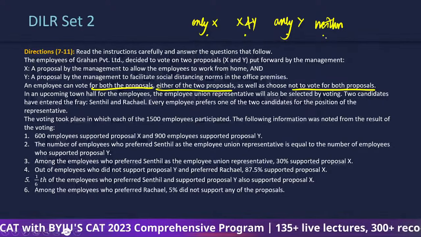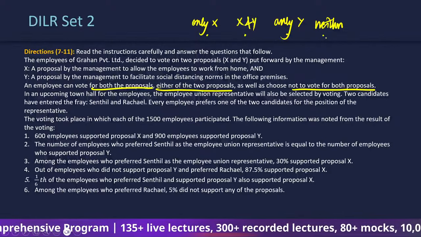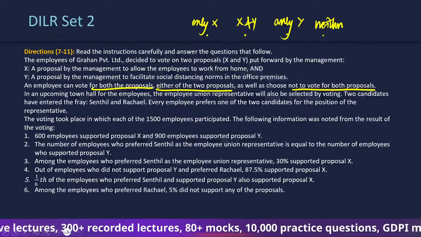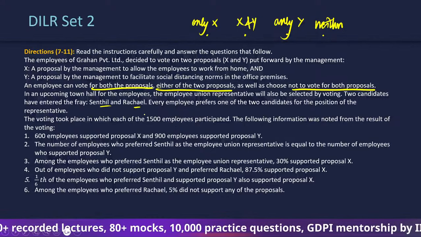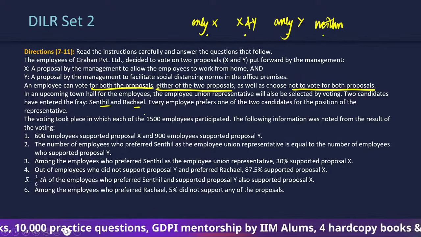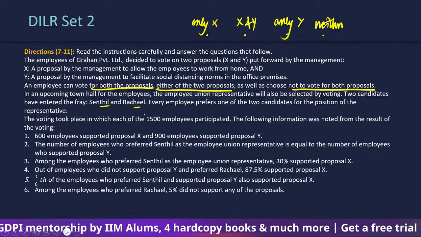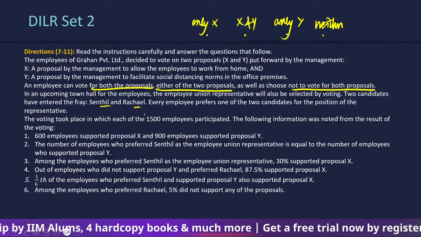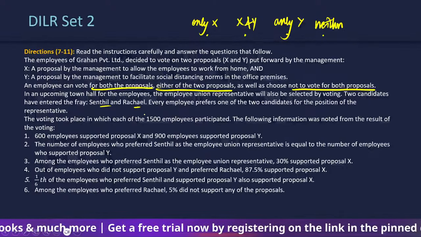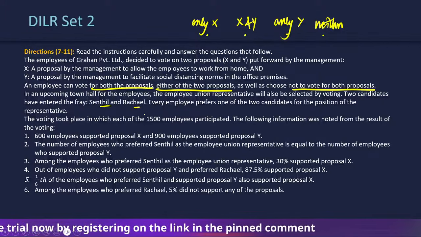Now, in an upcoming town hall for the employees, the employee union representative will also be selected by voting. Two candidates have entered the fray, Senthil and Rachel. Every employee prefers one of the two candidates for the position of the representative. Which means every employee is going to vote for either Senthil or Rachel. There is no employee who votes for both, and there cannot be any employee who says, no, I don't want to vote for either of them. So this is not allowed. Everybody has to vote for either of these two.